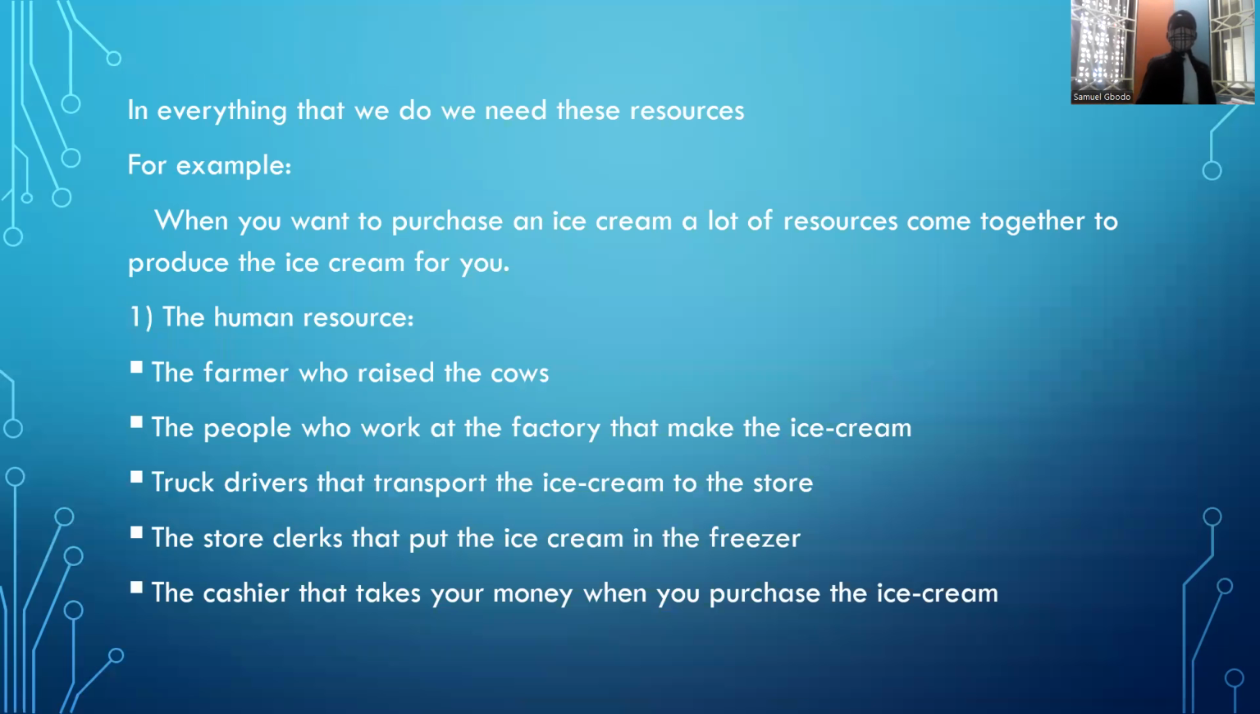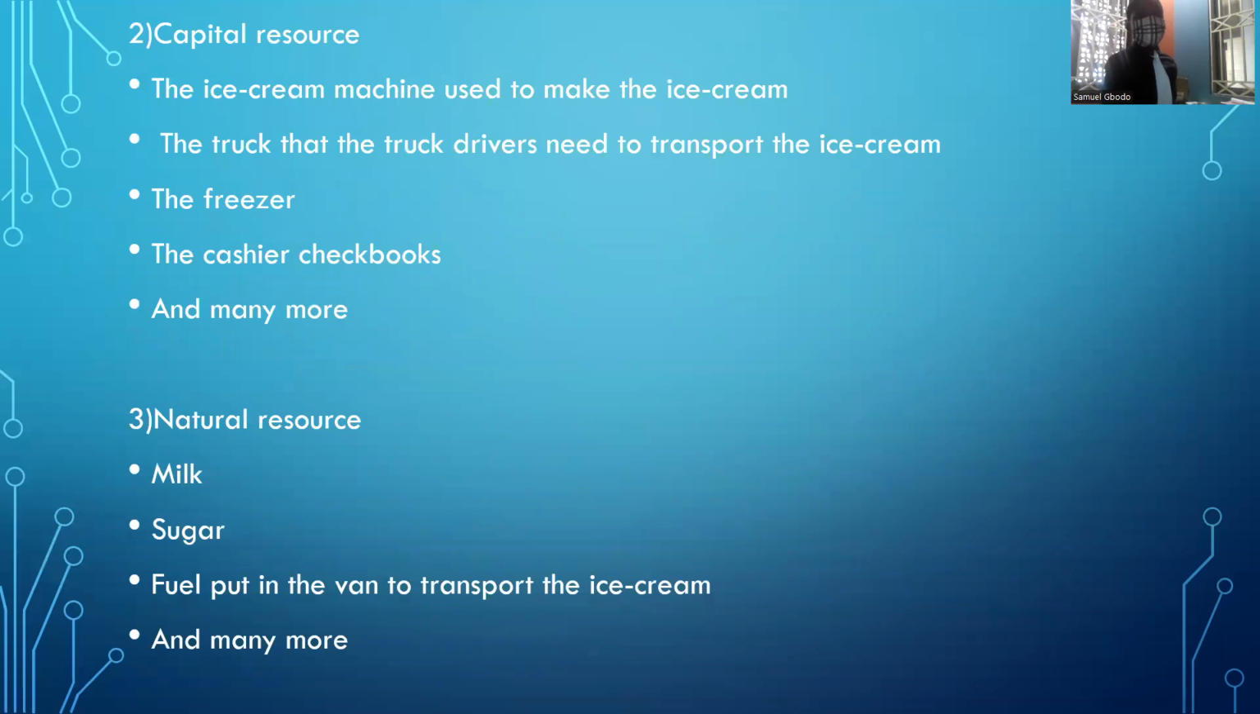In everything we do, we need these resources. For example, when you want to purchase an ice cream, a lot of resources come together to produce the ice cream for you. Number 1, the human resource. The farmer who raises the cows, the people who work at the factory that make the ice cream, the truck driver who transports the ice cream to the store, the store clerk that puts the ice cream in the freezer, and the cashier that takes your money when you purchase the ice cream.